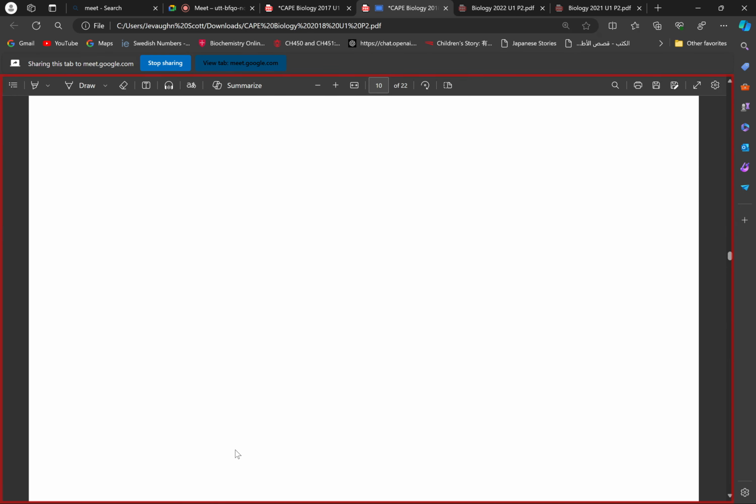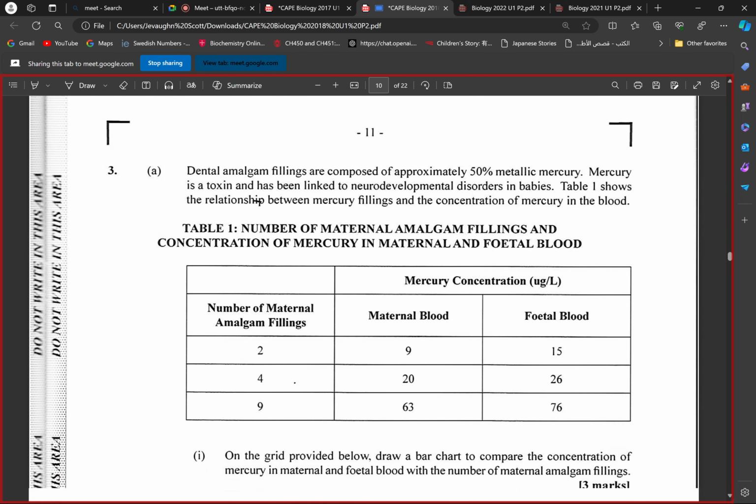And we move on to the Module 3 component of Section A.